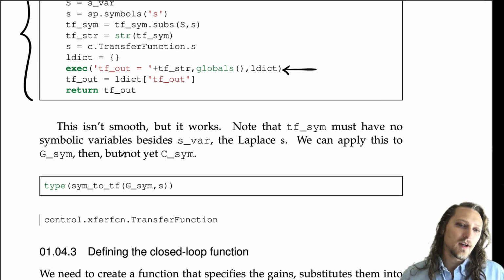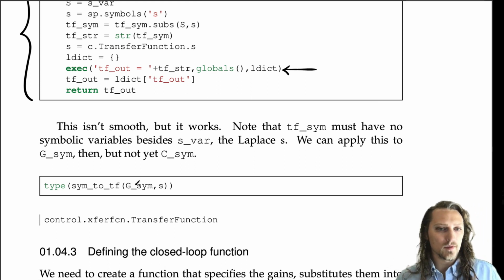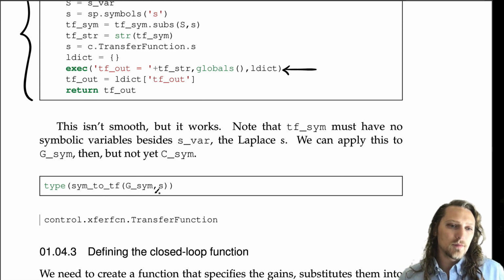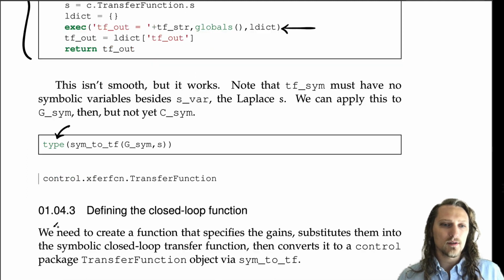So let's just try it out on gsim. So the plant, which is all numerical besides the symbolic s's, we do sim2tf, and then we look at what the type is. This is how to tell what type of object you're working with in Python, and it returns a control transfer function object. So we've done it successfully.